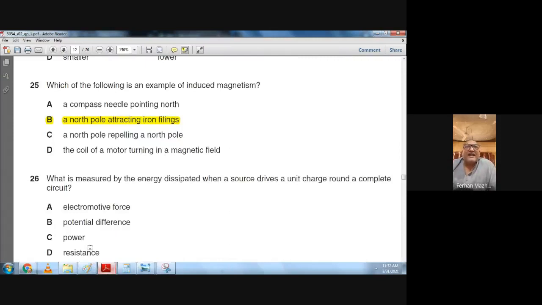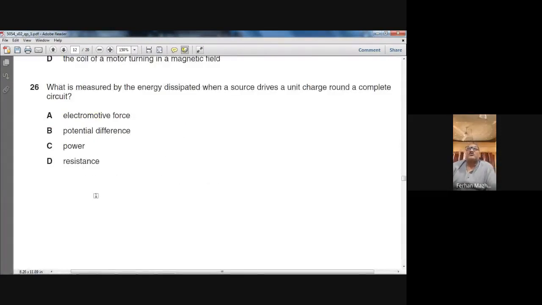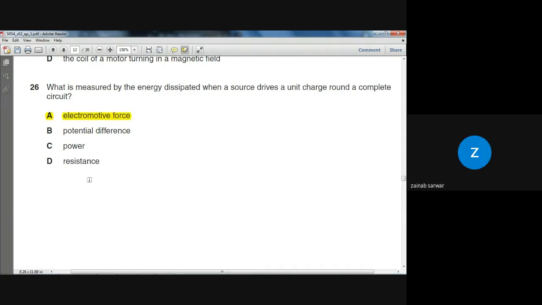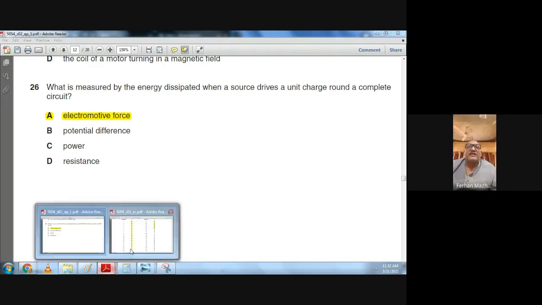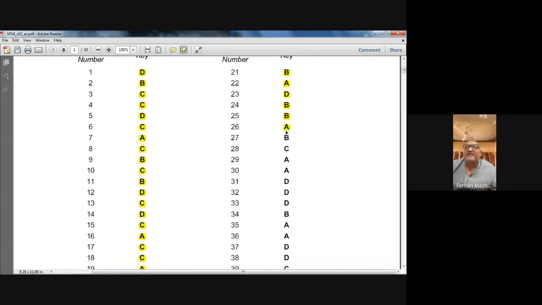What is measured by the energy dissipated when a source drives a unit charge around a complete circuit? That is called electromotive force. This is the definition of the electromotive force. What is measured by the energy dissipated when a source drives a unit charge around a complete circuit? I think A is the right answer. This is the definition of electromotive force. Let's check question number 26. A is the right choice.